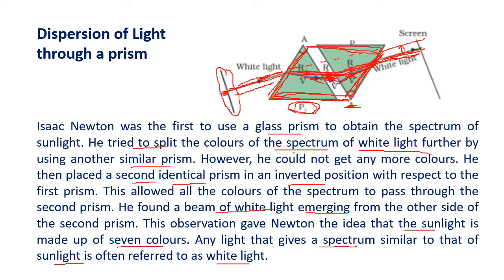But when white light passes through a denser medium, say water or glass, then the velocity of all the 7 different colors is different. The velocity differs. And because the velocity differs, the bending also differs. You can see red bends the least and violet bends the most. On the other side also, red still bends the least, violet bends more, and we get a rainbow sort of spectrum or the 7 colors all separated.